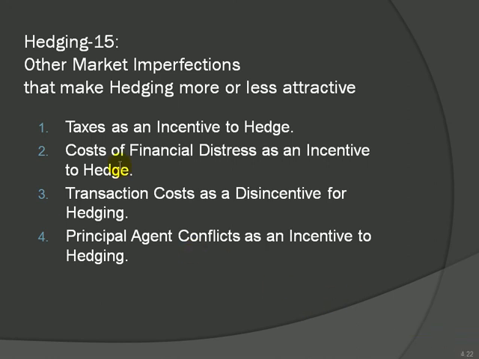Well, there could be many other market imperfections that make hedging more or less attractive. Taxes, for instance, work as an incentive to hedge, and cost of financial distress also works as an incentive to hedge. But transaction costs work as a disincentive for hedging, and principal-agent conflict, and the related cost called agency cost, is going to work as an incentive to hedge.